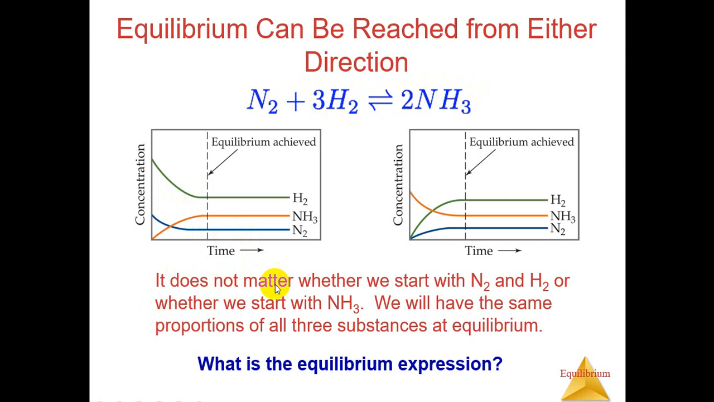It does not matter whether we start with N2 and H2, that's the forward reaction, or whether we start with ammonia, that's the reverse reaction. We will have the same proportions of all three substances at equilibrium. Meaning whether we start with N2 and 3H2 to produce the product, or start with 2 molecules of ammonia as our reactant to produce N2 and 3H2, at equilibrium we will have the same proportion of each of the three substances.